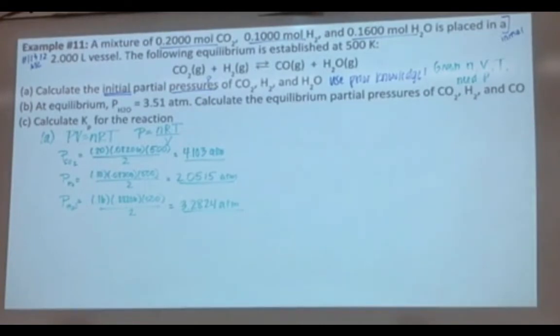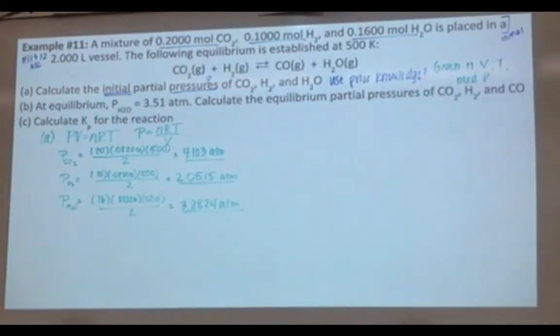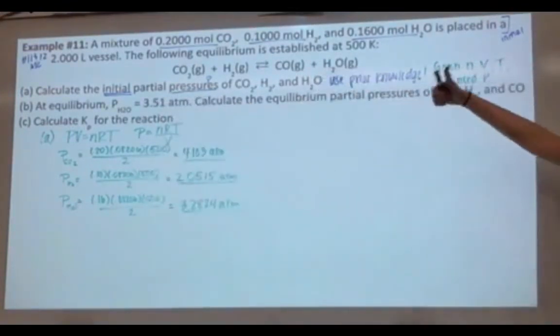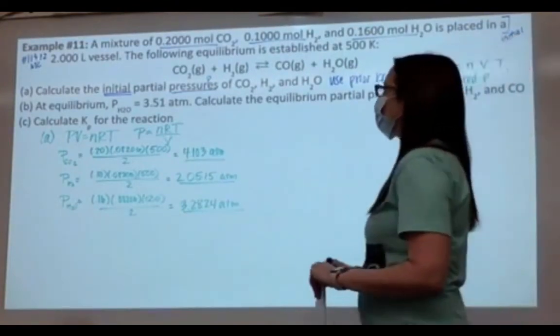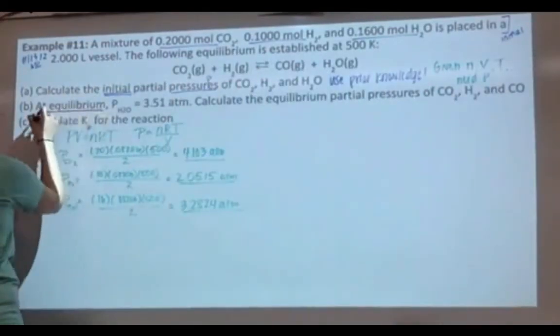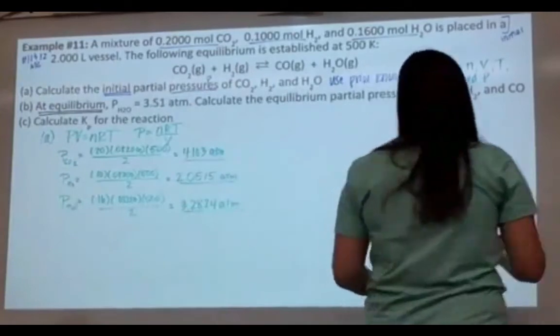Those are the initial amounts. Equilibrium loves using the ideal gas law. So when you look at what you're given, remember that the ideal gas law is how we can find pressure if we're given n, V, and T; we need P. So part B, at equilibrium. So at equilibrium, I'm going to underline that, that's important. At equilibrium, the pressure of water is 3.51 ATM. Calculate the equilibrium partial pressures of CO2, H2, and CO.